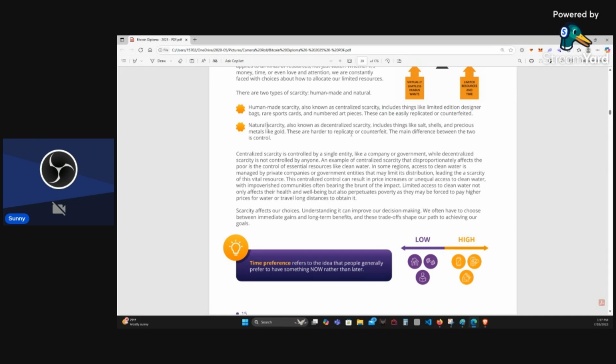The main difference between the two is control. Centralized scarcity is controlled by a single entity, like a company or a government, while decentralized scarcity is not controlled by anyone. An example of centralized scarcity that disproportionately affects the poor is the control of essential resources like clean water. In some regions, access to clean water is managed by private companies or government entities that may limit its distribution, leading to a scarcity of this vital resource.